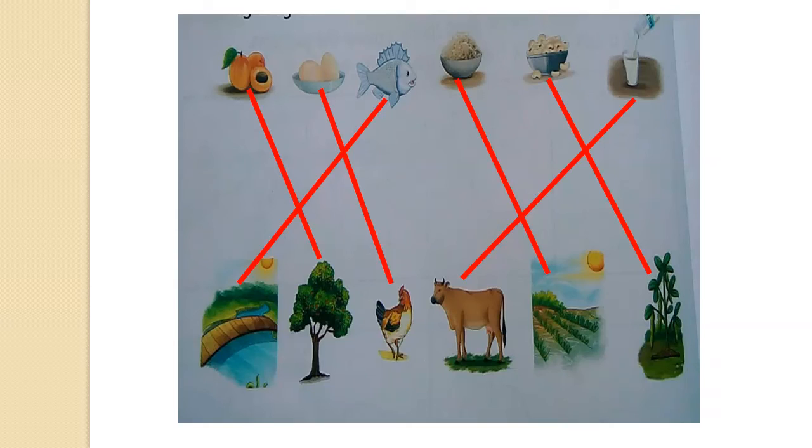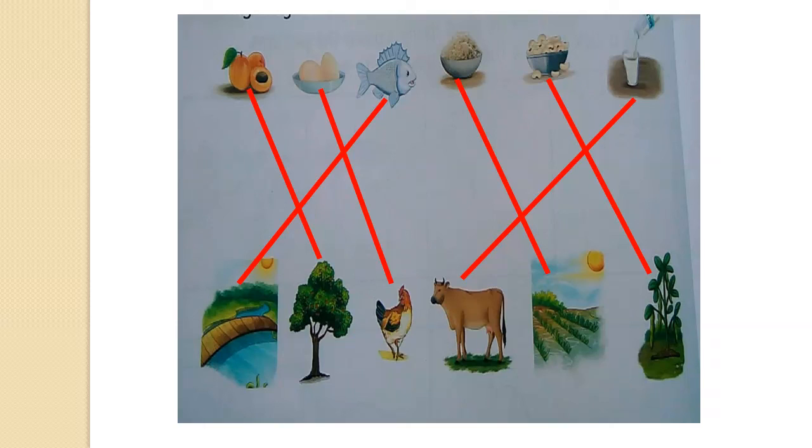Yes, the next one is egg. Where you get from egg? Yes, you get egg from hen. Okay, the next one is fish. We get fish from water or by fishing.